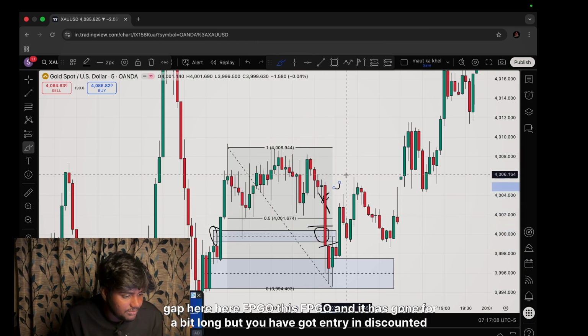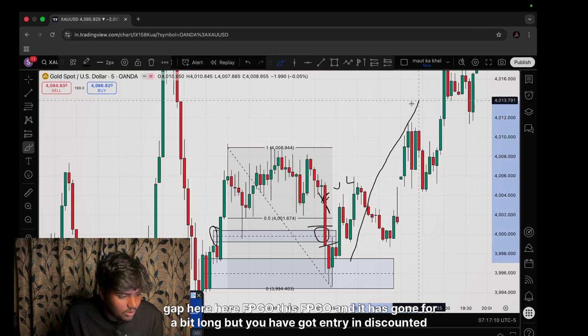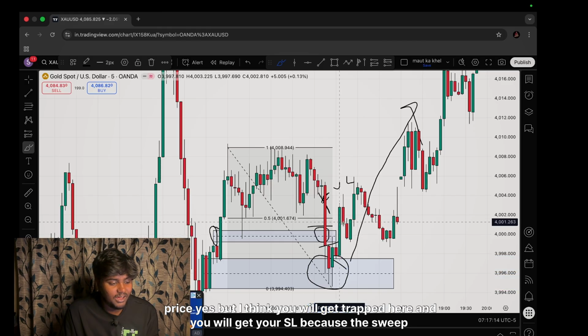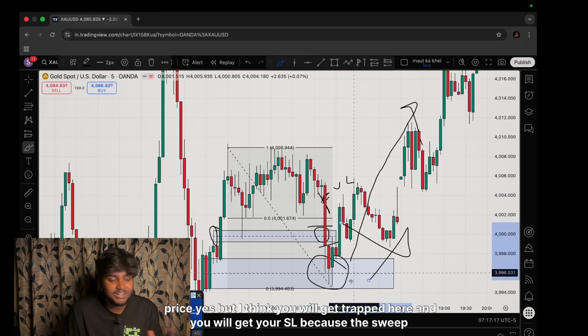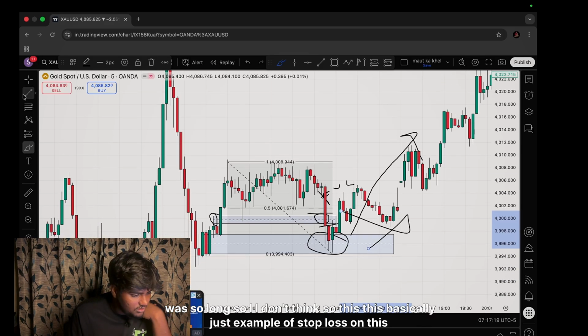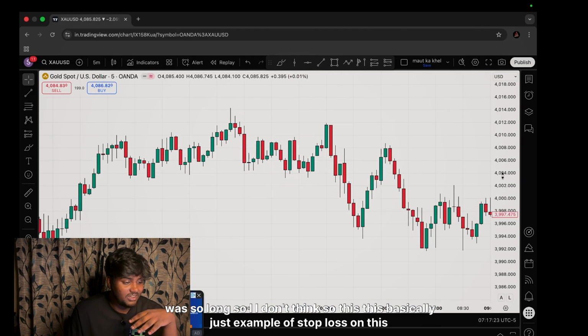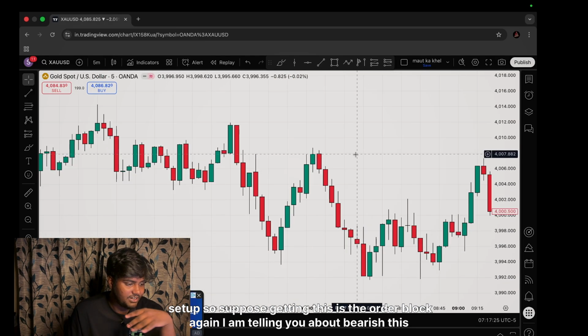This FVG has gone a bit long, but you have got an entry in discounted price. Yes, but I think you will get trapped here and you will get your SL, because the sweep was so long. So this basically is just an example of a stop loss on this setup.